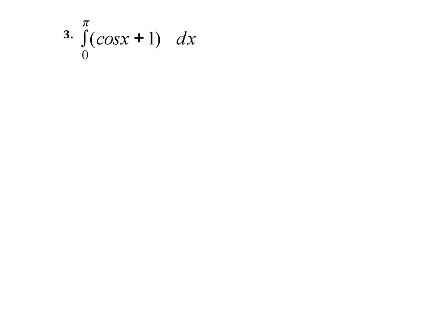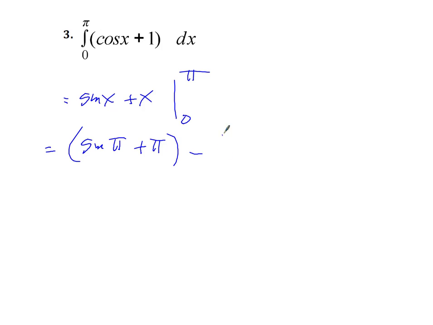All right, let's look at this one. So the antiderivative of cosine of x is going to be sine of x. Antiderivative of 1 is x, and we're going from 0 to pi. So once again, we substitute in pi, so it's going to be sine of pi plus pi minus sine of 0 plus 0.